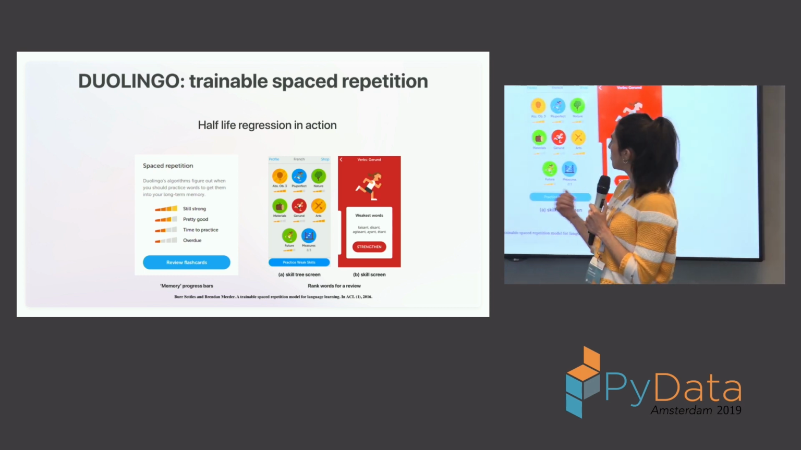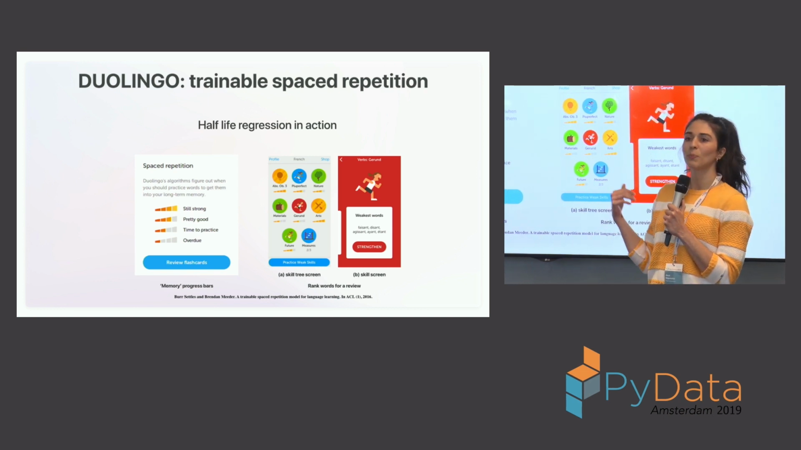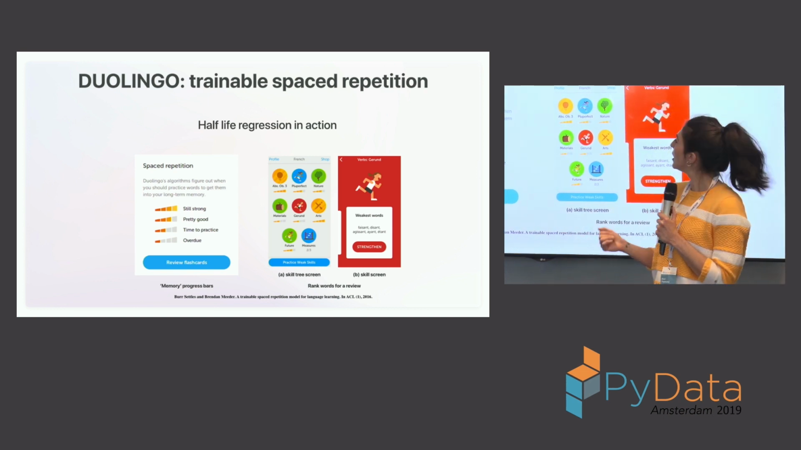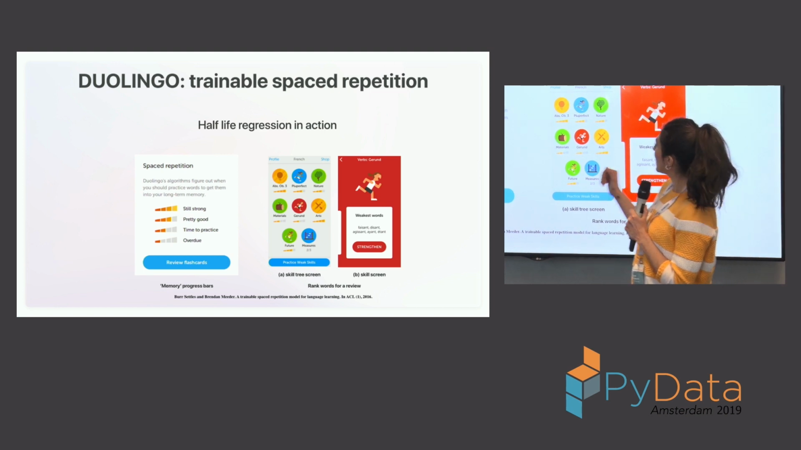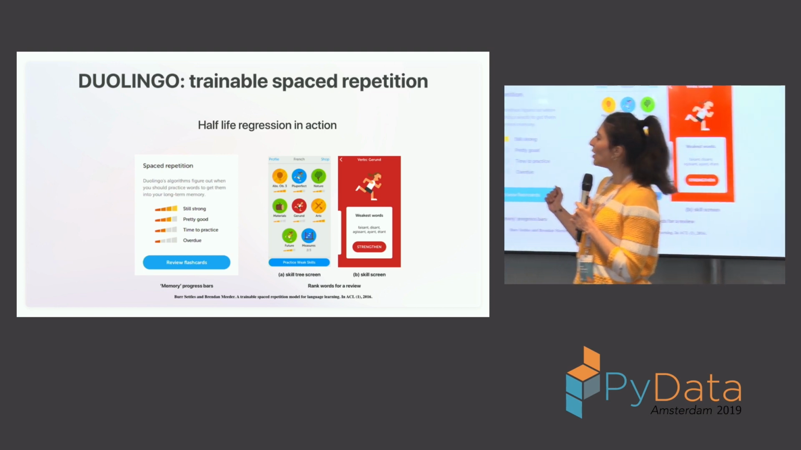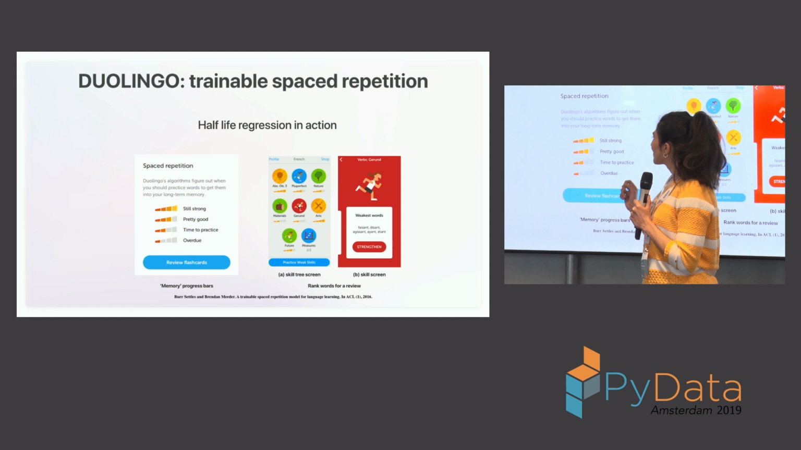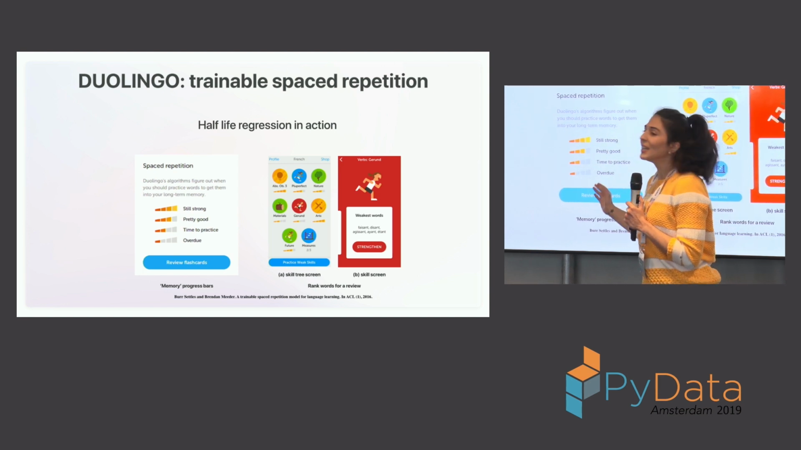And here we can see two examples of how Duolingo uses it. So every time that I practice, now not the derivatives, but a new word in a new language, let's say Dutch, I am able to see how strong it is in my mind.